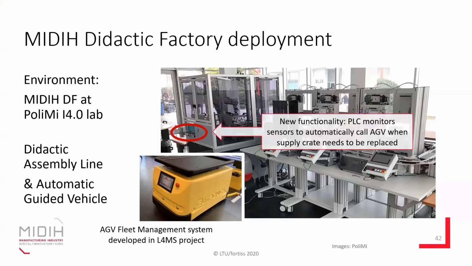And what we want to add here is a 4diac PLC that monitors the sensors on the conveyor belt that are already present there, that detects when the supply crate needs to be replaced and automatically calls the AGV through the existing software infrastructure. In addition, the PLC will also monitor the time that it takes for the crate to actually be replaced. Now, how can we make good use of this information, of this data?